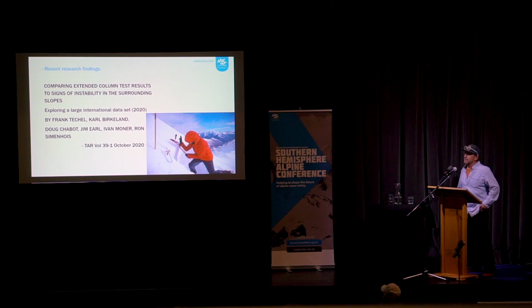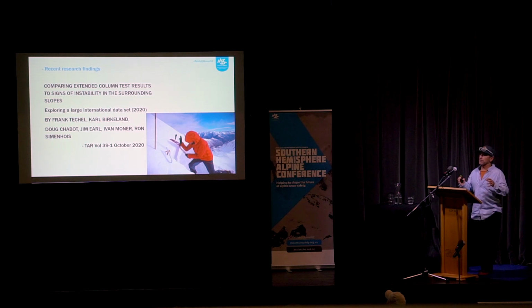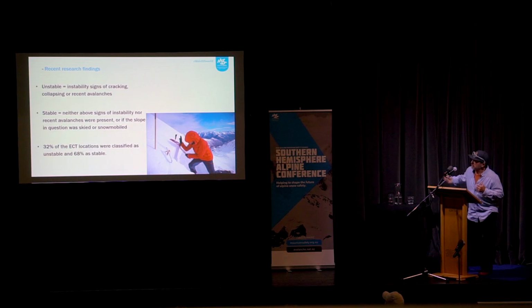But they selected that data set based on ECT results done on slopes that they considered to be stable or unstable by a fairly robust means. And this is how they describe those things. It's basically instability signs that were obvious there. So they either had cracking or recent avalanches. So things that you could pretty much hang your hat on were clearly unstable slopes, or stable would have been the lack of those signs, plus they got skied. In the US, they ended up getting skied as well.